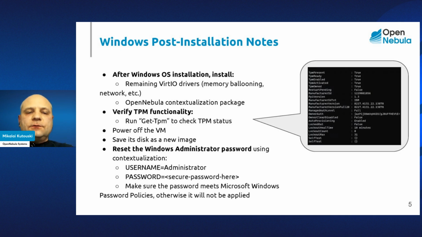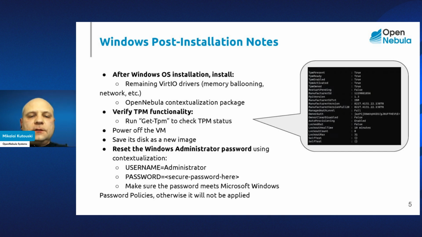Then, if you would like to verify your TPM functionality, you can run PowerShell, for example, and execute the Get-Tpm command there, just to make sure that the TPM module was recognized properly. After that, you have to power off your virtual machine and save its disk as a new image, which you're going to use as a golden image for other virtual machines.